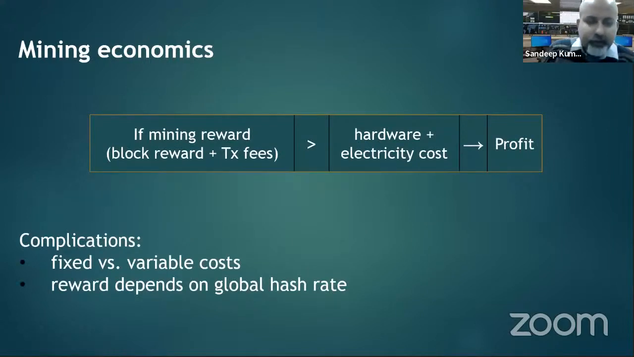To mine, your block reward plus transaction fee must be greater than your investment in hardware and electricity cost. And that's why the miners always try to pump up the cost of Bitcoin so that they can make some profit.